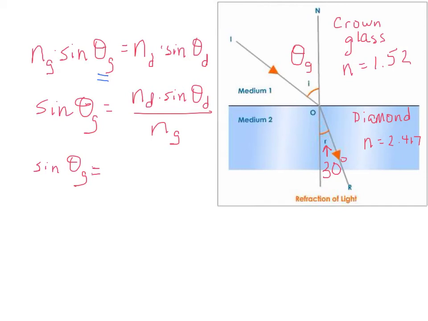So here we need the diamond first. You see why I'm using subscripts, because if I just put n there, you might be confused as to which n goes where. And then we write the sine of the angle inside the diamond. In his example, he calls that the angle of refraction. I just like to call it the angle inside that particular material. And then 1.52 is the index of the crown glass.